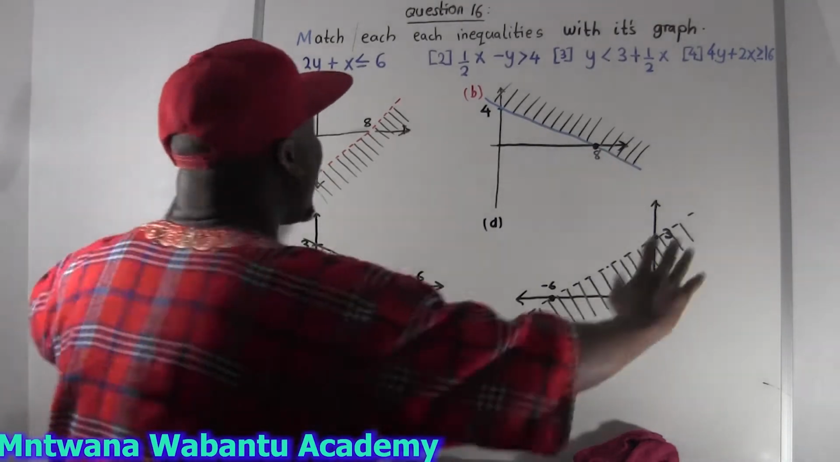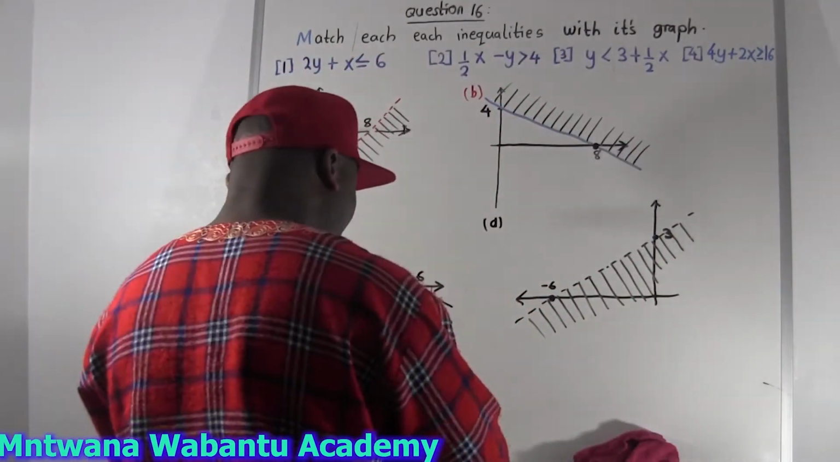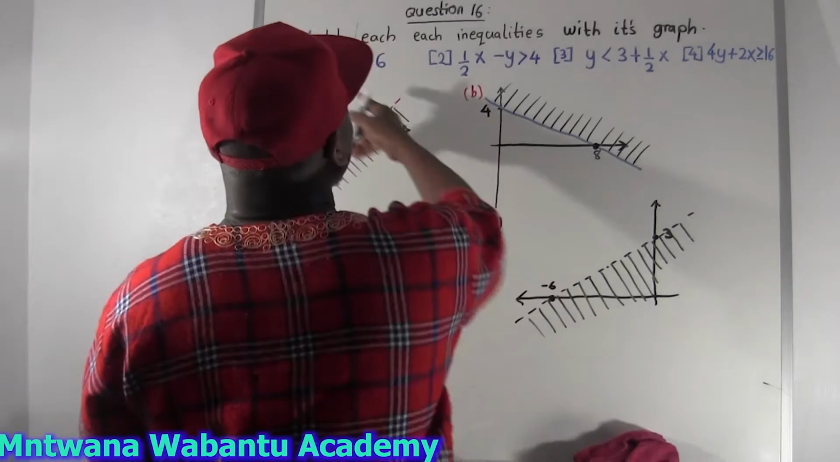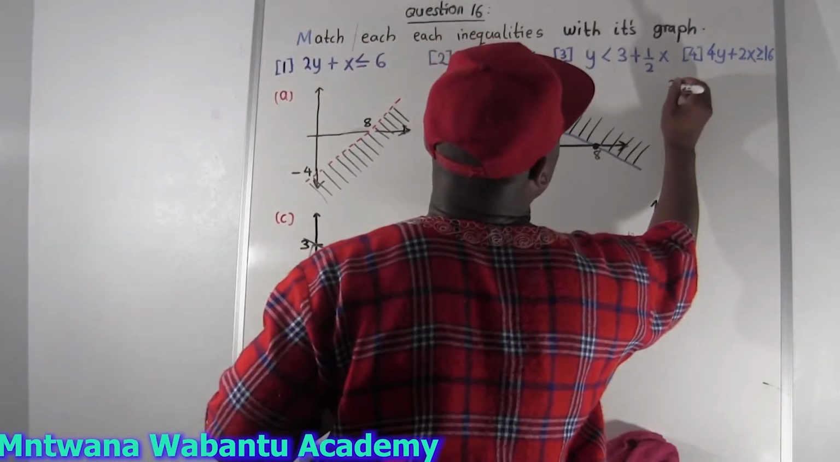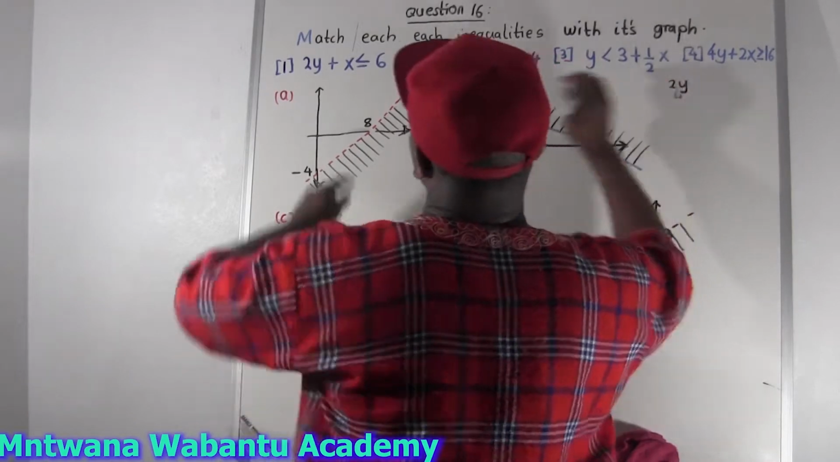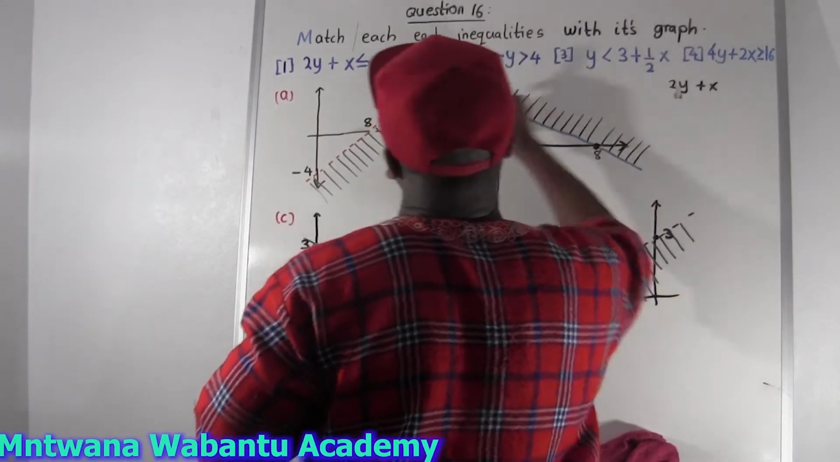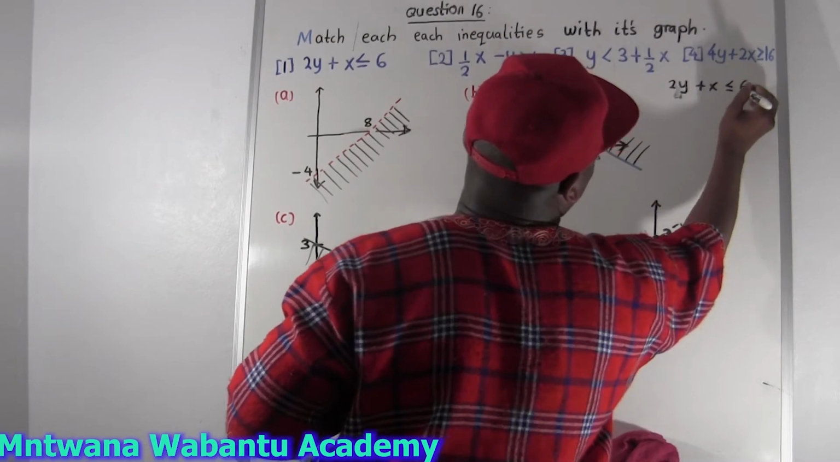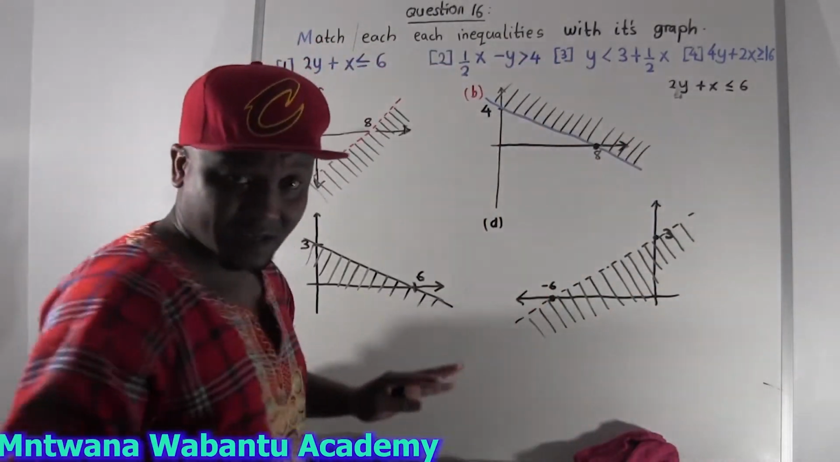So now let's assume we don't have the graph. Let's start with the first one. The first one is 2y plus x, less or equal to 6. So let's assume we don't have this, like I said.